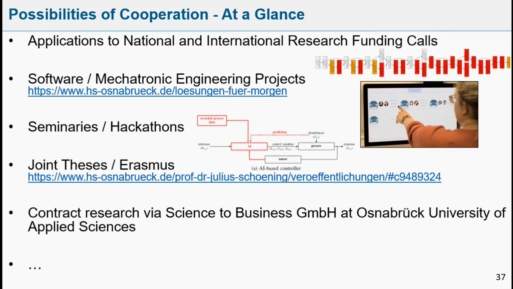Then at our university we have engineering projects, and these engineering projects are 1 semester long and quite practical. There is always a partner in this project, and right now this is always a company, but it can also be a university, etc. And the rest I do not need to mention. So we make seminars, hackathons, joint theses, and Erasmus is also possible. And this is my last slide, and I'm in time.